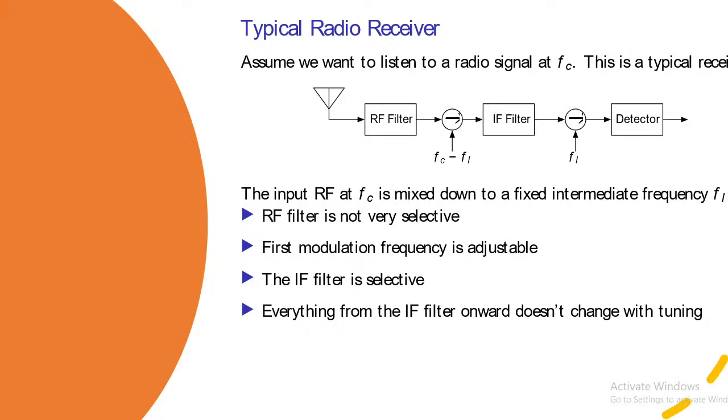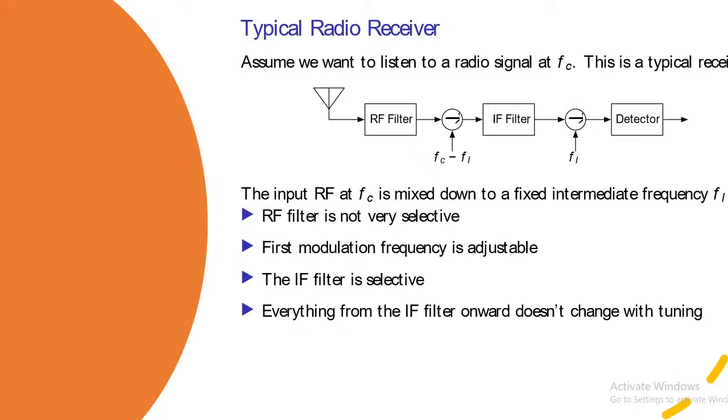So the input RF is at fc. This is mixed down to an intermediate frequency fI at the first stage. RF filter, why do we do this? Because the RF filter is not very selective. Not very selective means it is not very sharp; its cutoff is not very sharp, so it can have a wide bandwidth. RF filter bandwidths are not very small. They are large. Why? The reason is RF is at very high frequency.